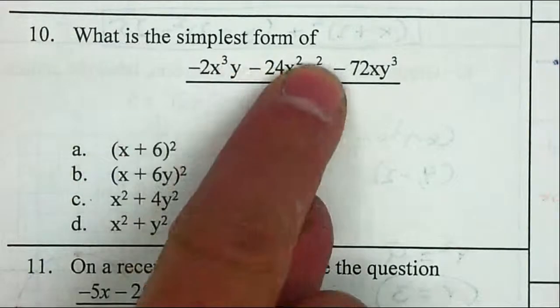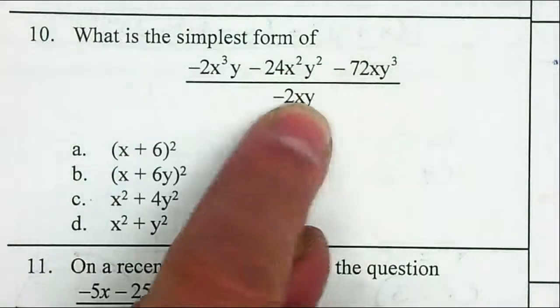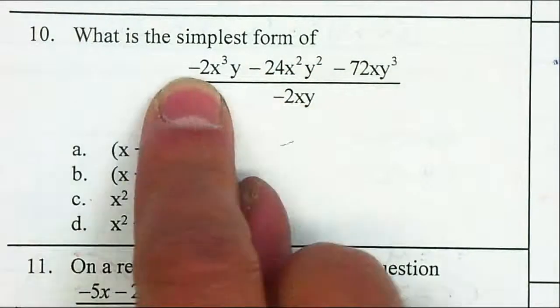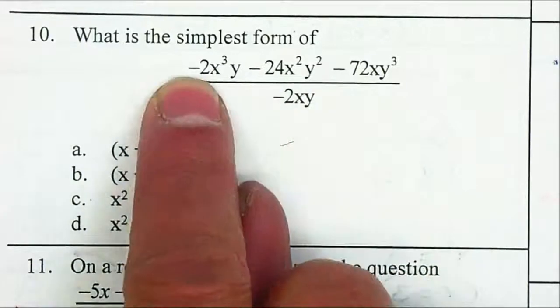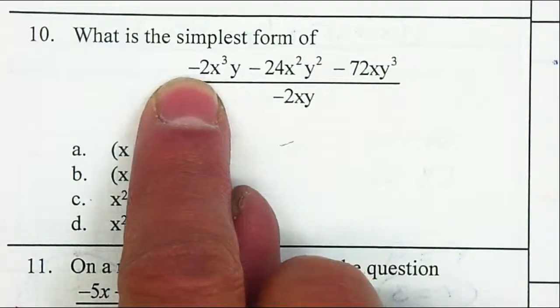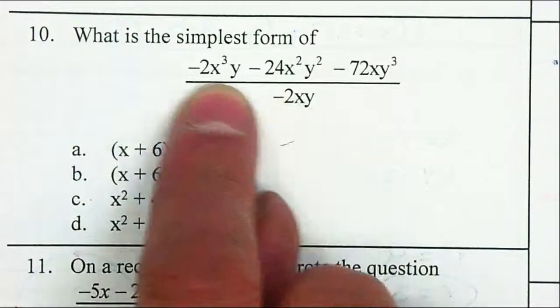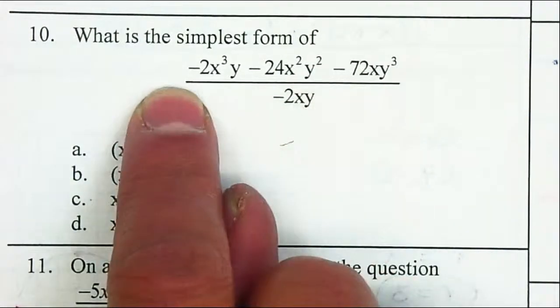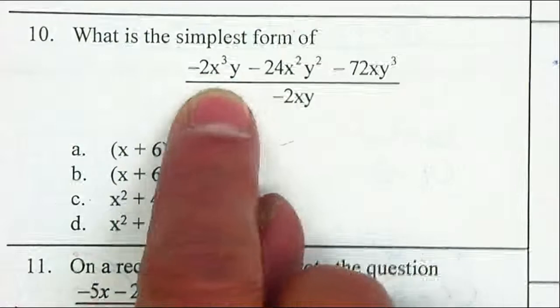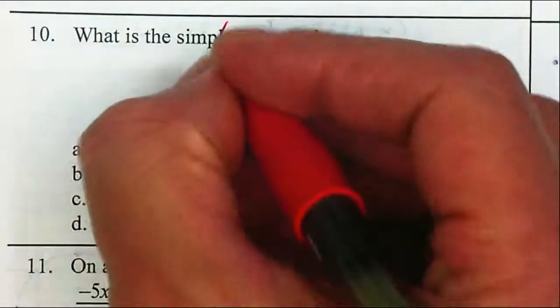What is the simplest form of the following expression? I need to be able to simplify this. So I need to be able to take a factor of the numerator and see what cancels. And also, be careful when you factor, especially when your first number is negative.